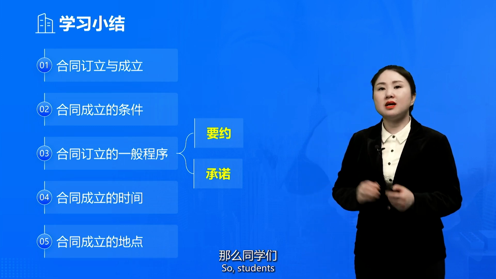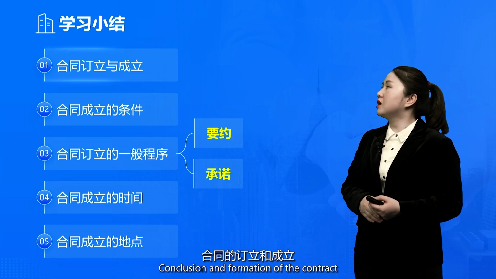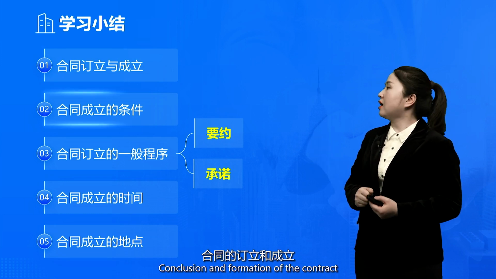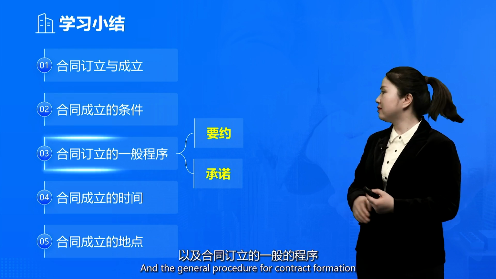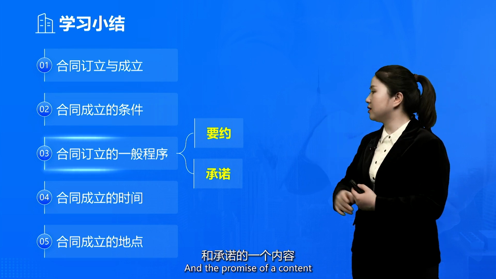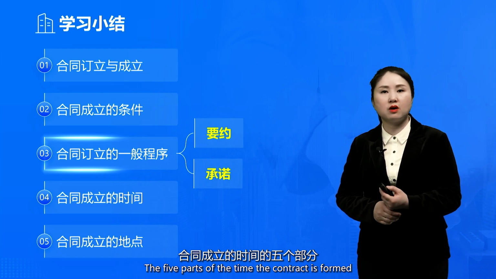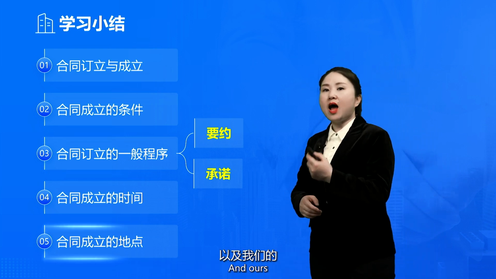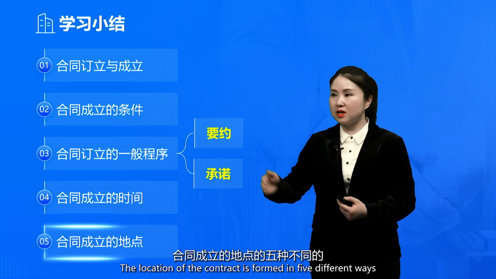So, students, that's what we're going to learn today. We mostly learned the conclusion and formation of the contract, some of the conditions of the contract, and the general procedure for contract formation. I also told you about the offer and the promise of a content. Finally, I gave you an introduction to the 5 ways of the time the contract is formed, and the location of the contract is formed in 5 different ways.